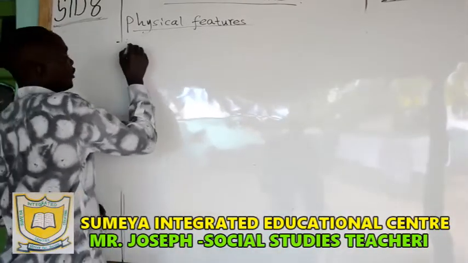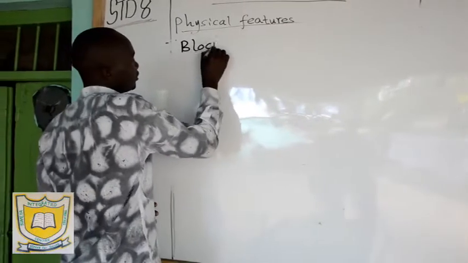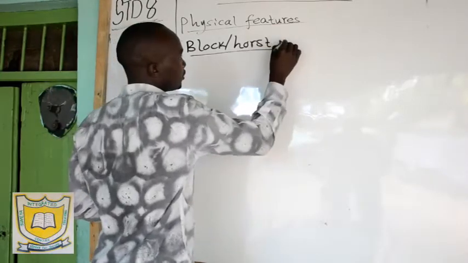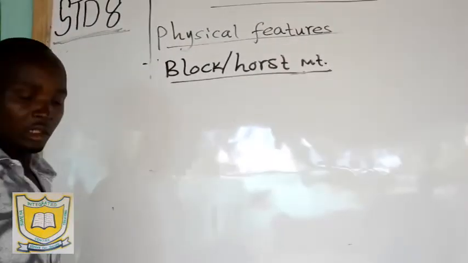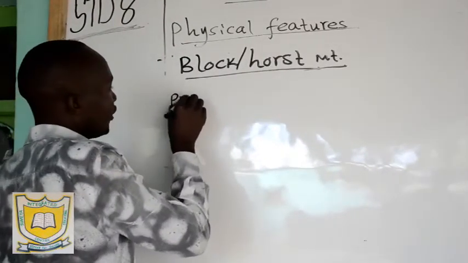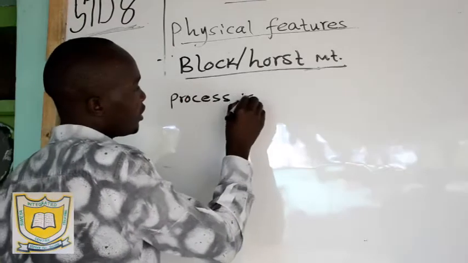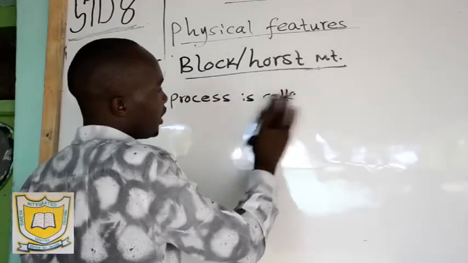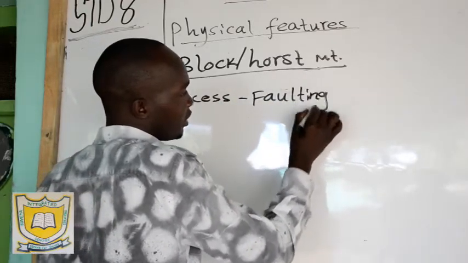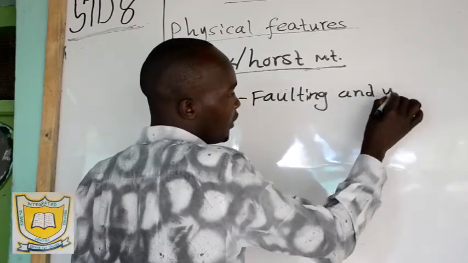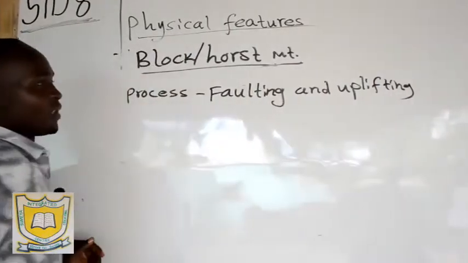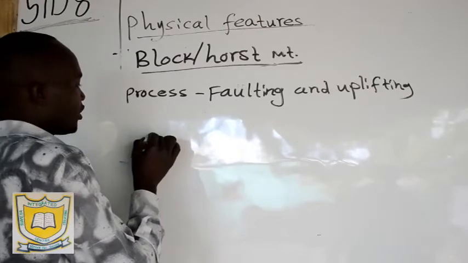Another one we have is the block mountain. Block mountain is also called horst mountain. Now, this one is formed through a process called faulting and uplifting. Faulting and uplifting is the process of formation. So it normally appears like this.